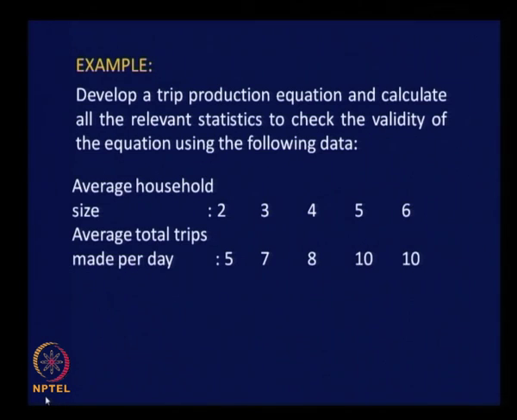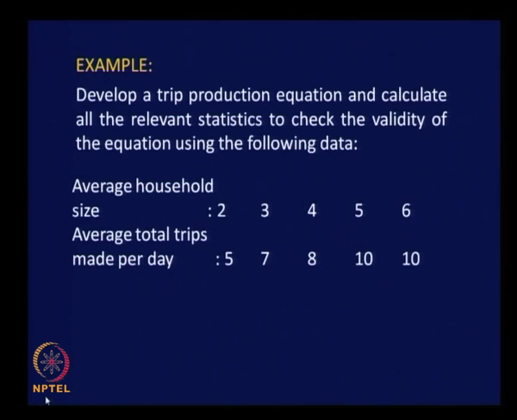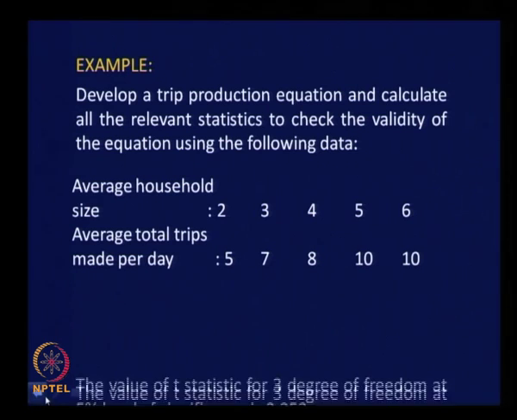Second row values are dependent variables and first row values are independent variables. Okay. Trip production depends on the household characteristics. Household size is the household characteristic, and the average total trips made by the household per day is the trip production rate, isn't it?